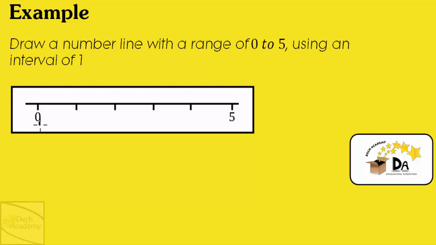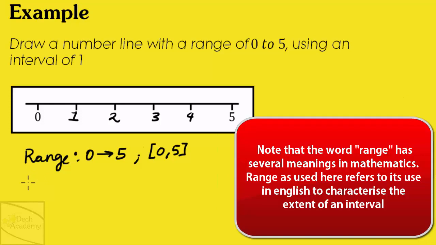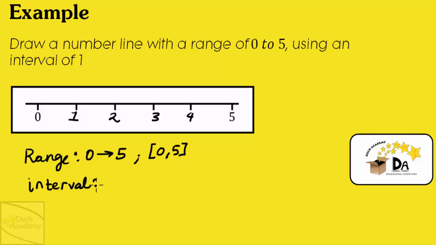For an interval of 1, you add 1 to 0, which gives 1, to get the next number. You add 1 to 1 to get the next number. You add 1 to 2 to get the next number. You add 1 to 3 to get the next number. You add 1 to 4 to get the next number. So here we have a number line whose range is from 0 to 5, alternatively written as this. This means 0 to 5, and whose interval or step size is equal to 1, because the magnitude of the difference between any two consecutive numbers is 1.